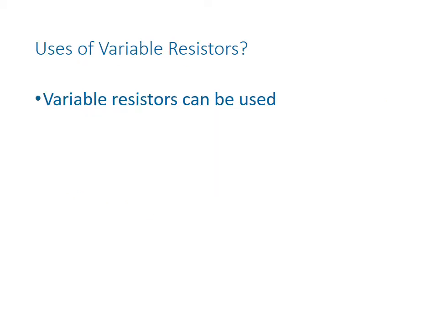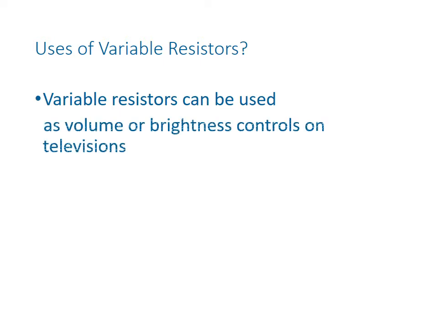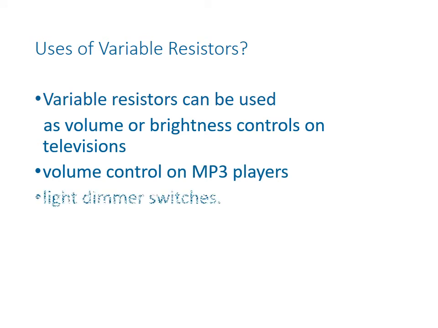So what are the uses of variable resistors? Well, they can be used as volume or brightness controls in televisions, volume control on MP3 players, light dimmer switches. Because remember, the greater the resistance, the less current, so the dimmer the bulb.